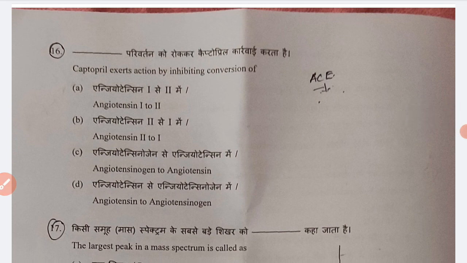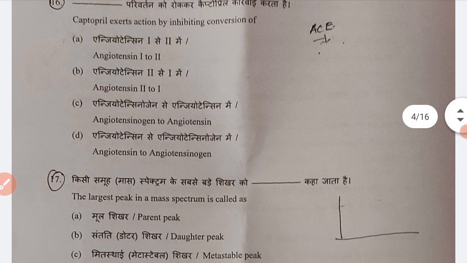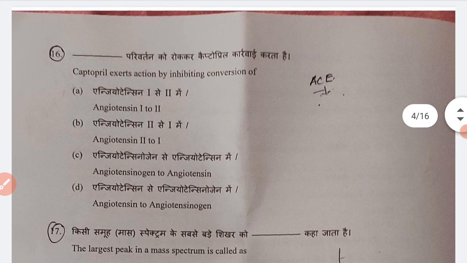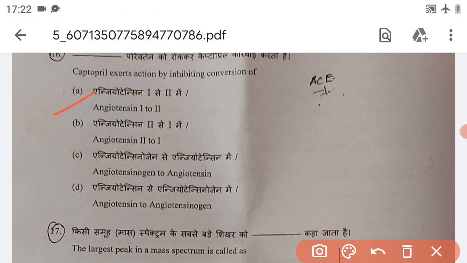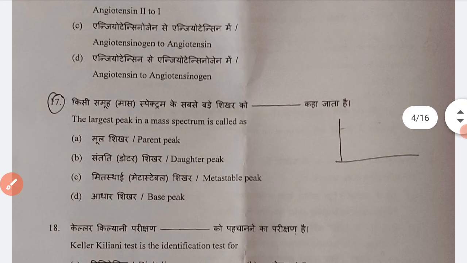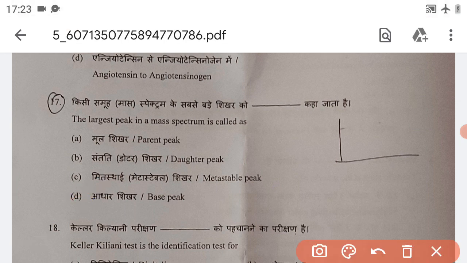Captopril exerts action by inhibiting the conversion of angiotensin 1 to angiotensin 2. Option A is right. The largest peak in a mass spectrum is called the base peak. So the right answer is option D, base peak.